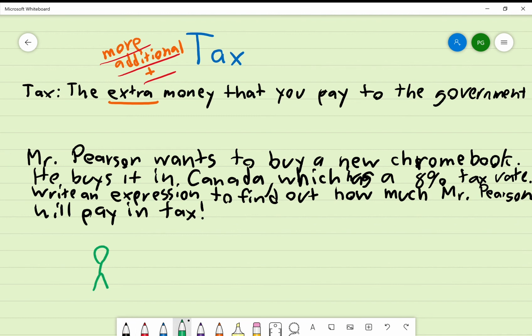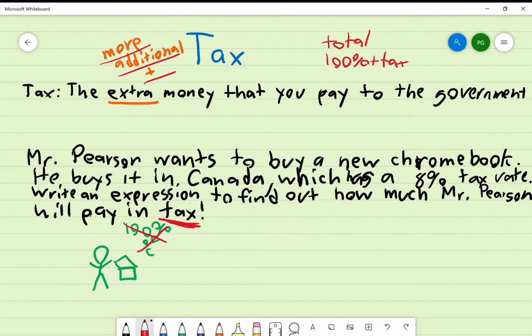Okay, so basically, this is me. I'm buying a Chromebook. Yay! I like Chromebooks. Now whatever it's costing me, that 100% of my Chromebook, I'm not interested in that. I want to find out how much I'm going to pay in tax only. Please understand there's a difference between total and tax. If you have the total, you're adding 100% plus the tax as a percent, no problem. If you only want the tax, you don't add the 100. So I want to find out how much I have to pay in tax. Well, the tax rate in Canada apparently is 8%, right?